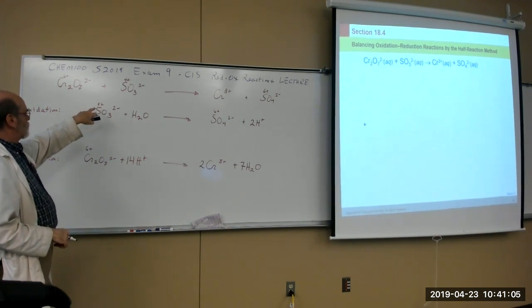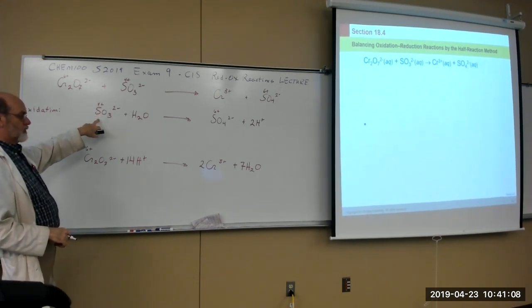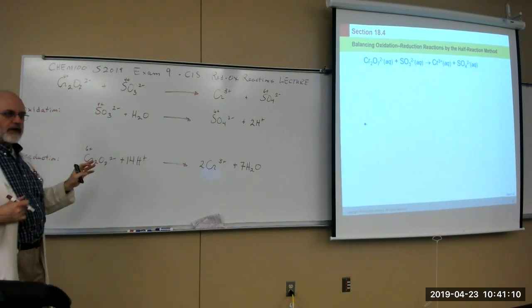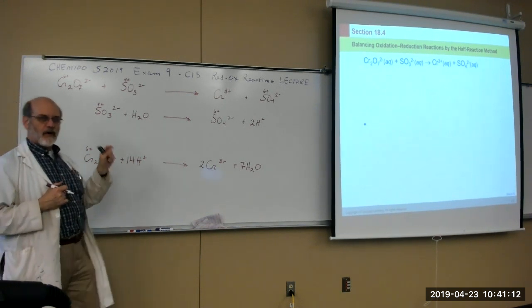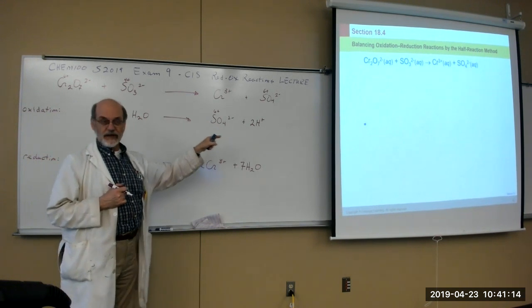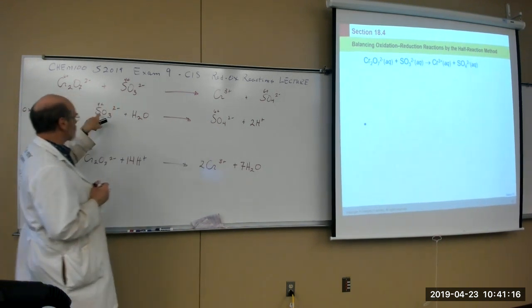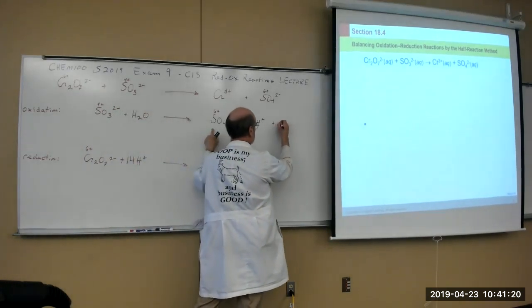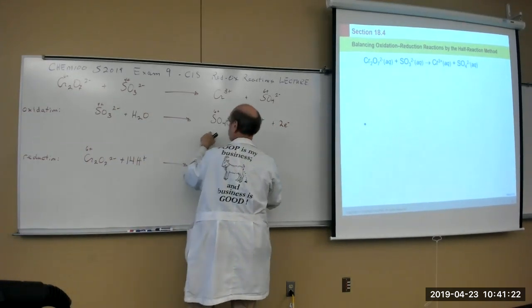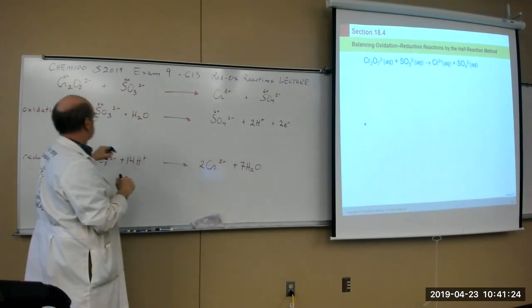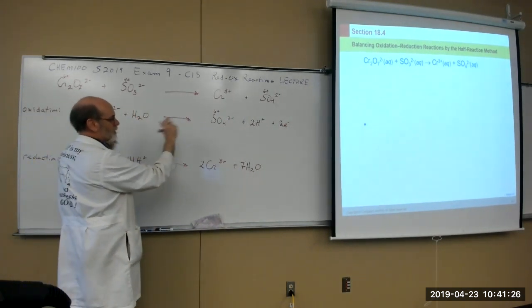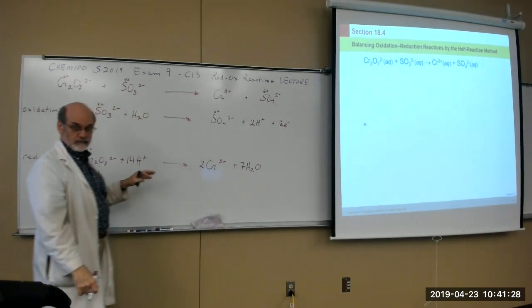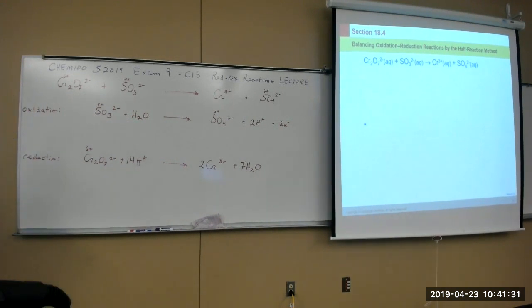This one lost 2 electrons. So when you lose 2 electrons, they end up on the product side, right? They were buried in here to begin with. Now they're extracted out over here. 2 electrons from each sulfur, so we only need 2 of them.